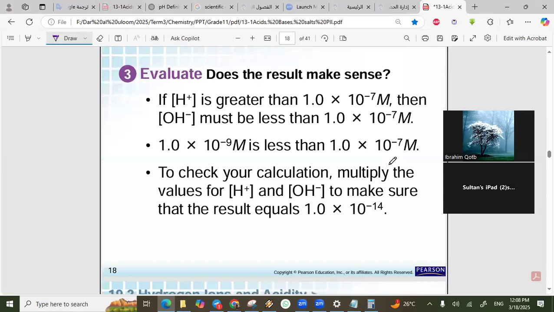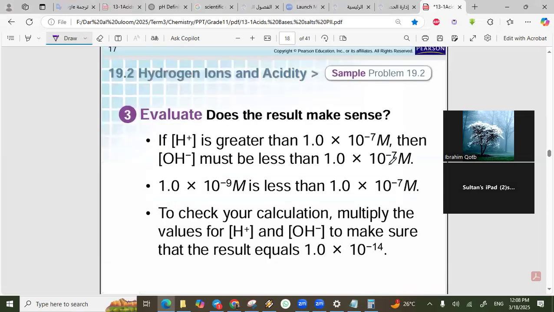There is another confirmation that the solution is acidic. The concentration of hydroxide, OH, as we calculated, is less than 10 negative 7, while the concentration of hydrogen is 10 negative 5. So this is another confirmation that the solution is acidic. OH is what? Low.